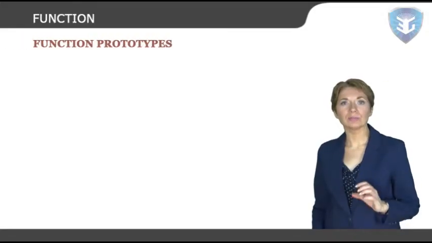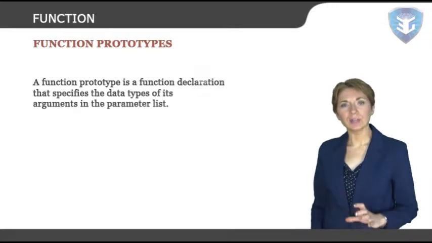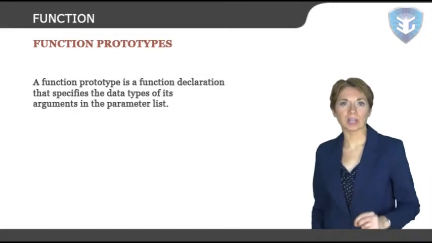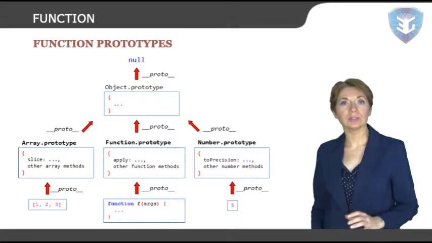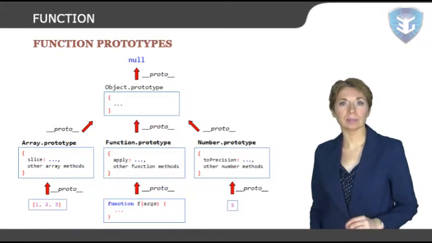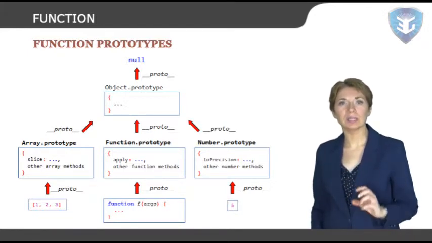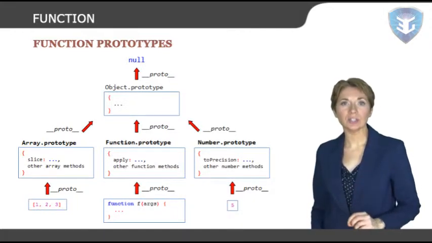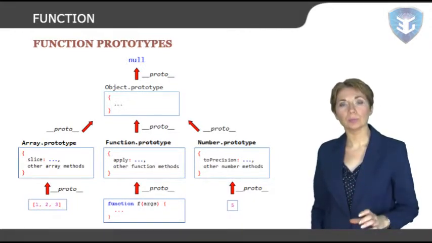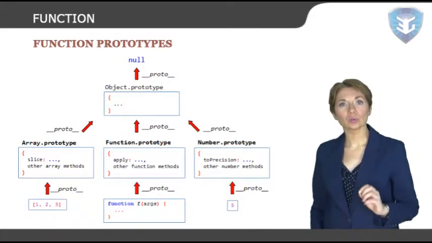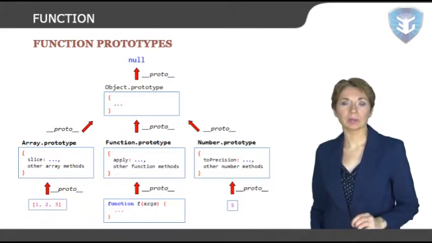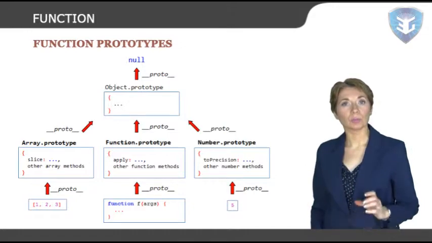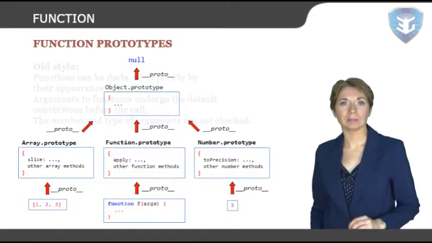Let's now learn about function prototypes. A function prototype is a function declaration that specifies the data types of its arguments in the parameter list. The compiler uses the information in a function prototype to ensure that the corresponding function definition and all corresponding function declarations and calls within the scope of the prototype contain the correct number of arguments or parameters, and that each argument or parameter is of the correct data type.